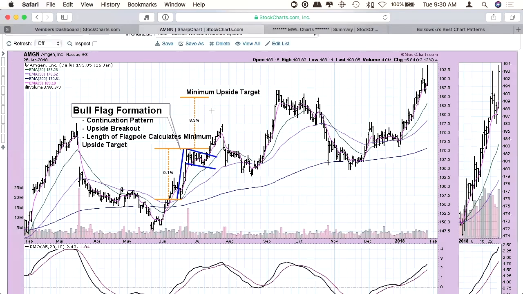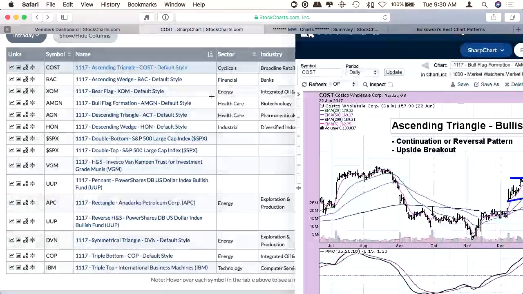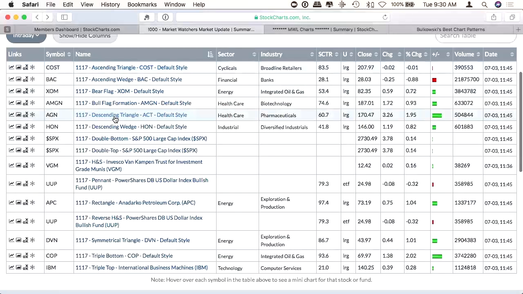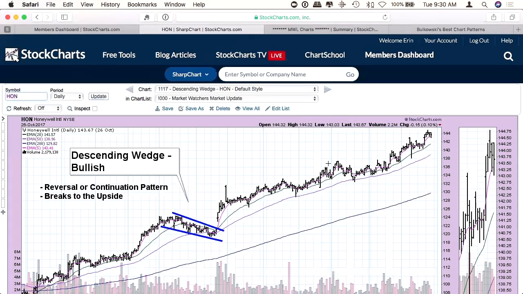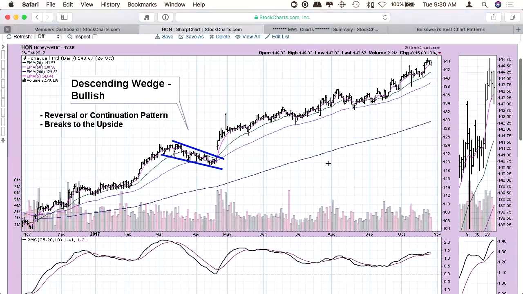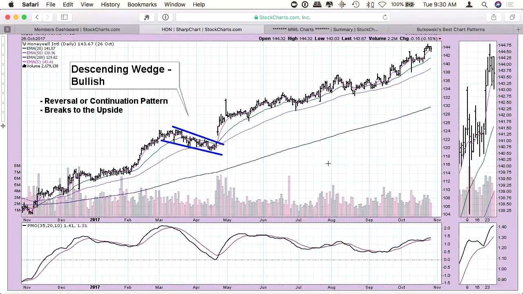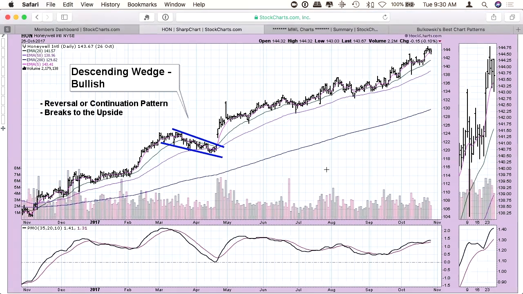All right, so let's go to a descending wedge. Trying to look mostly at the bullish patterns for you, but these work the same way if you're going to do a short. So descending, falling wedges, descending wedge, those are considered bullish patterns, and the expectation is a breakout to the upside, and the minimum upside target is going to be the length of the back of your wedge.